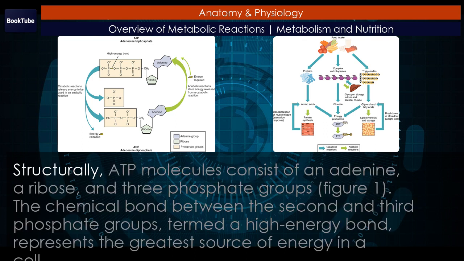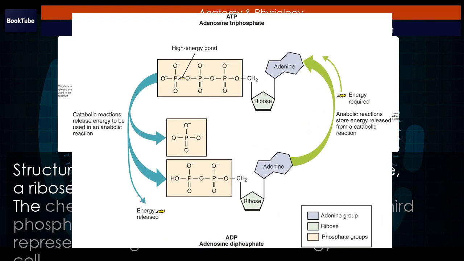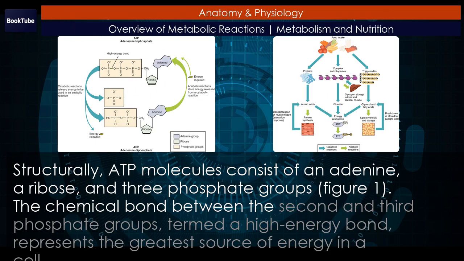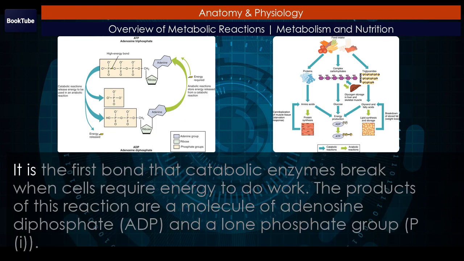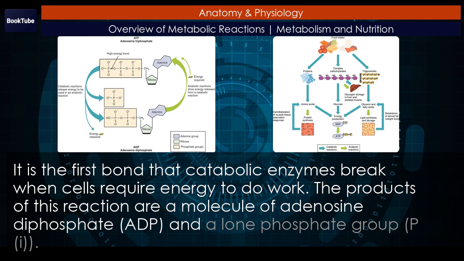Structurally, ATP molecules consist of an adenine, a ribose, and 3 phosphate groups. Figure 1. The chemical bond between the second and third phosphate groups, termed a high-energy bond, represents the greatest source of energy in a cell. It is the first bond that catabolic enzymes break when cells require energy to do work. The products of this reaction are a molecule of adenosine diphosphate, ADP, and a lone phosphate group, Pi.